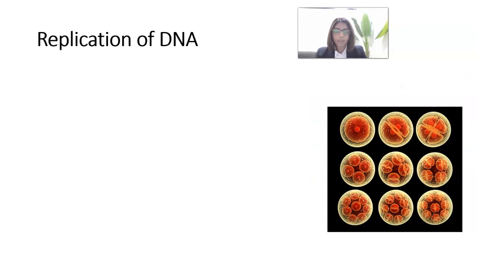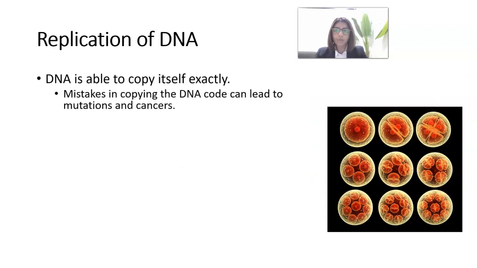Now, when we look at the replication of DNA, it's really important that DNA copies itself exactly. We know that if there are mistakes in copying of this code, it can lead to mutations, so that could be a tumor or a cancer, or it could mean that a protein isn't coded for correctly and it malfunctions.